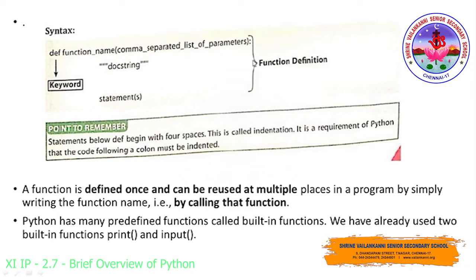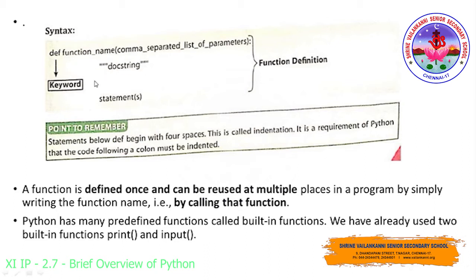This colon represents that we have defined a function, and whatever statement follows this colon will be indented. Indented in the sense that the indentation will be provided by default as 4 spaces. It will begin with 4 spaces. So the code that follows this colon will always be indented, automatically, with 4 spaces.